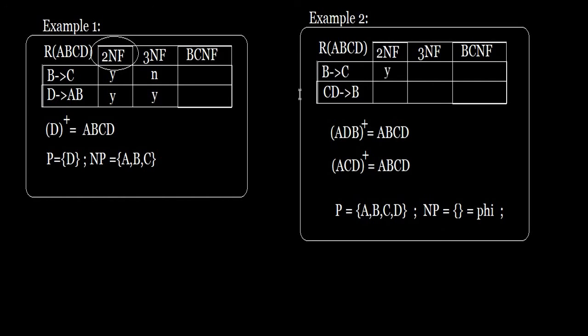Now let's check CD determines B. CD is a part of the key. See here, CD is a part of the key, and is it determining a non-key? No, it is not determining a non-key, but it is determining a key attribute, so it is in 2NF.